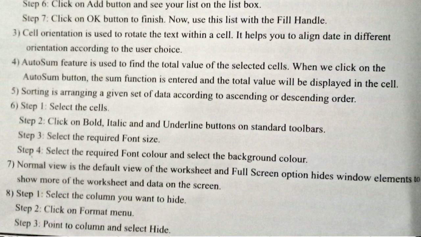Question number 8. How can you hide a column? Answer. Step 1. Select the column you want to hide. Step 2. Click on Format menu. Step 3. Point to Columns and select Hide. Question number 4. What do you mean by AutoSum? Answer. AutoSum feature is used to find the total value of the selected cells. When we click on the AutoSum button, the sum function is entered and the total value will be displayed in the cell.